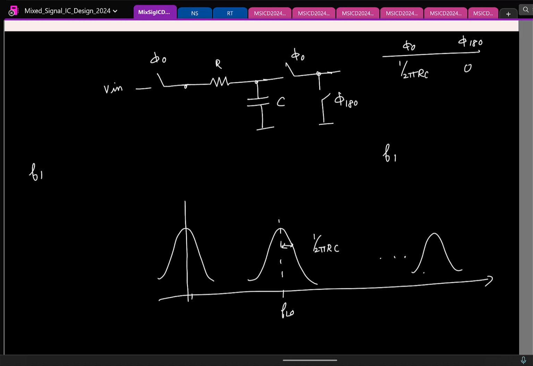You think in a very convoluted way. What is the logical thing? 1 by pi RC. Half of it, 1 by 4 pi RC. I mean, at least logically it might be the average of the two. Okay. Again, you can actually rigorously prove it. It's not that difficult, but let's not spend time on it.